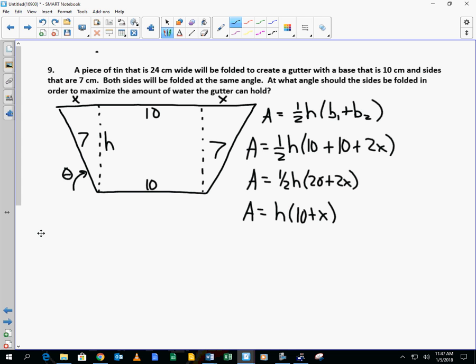Now, I don't like that angle so much as I like dealing with this angle. We're going to call that alpha. Yep, it would be 90. So once we figure out alpha, we can subtract it from 90, and that would give us theta, right?